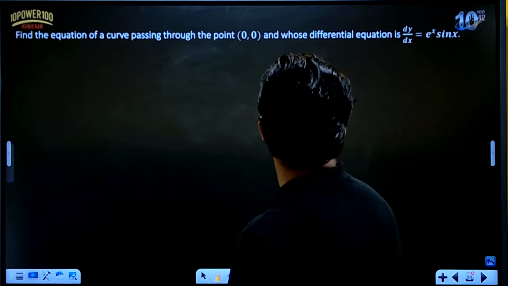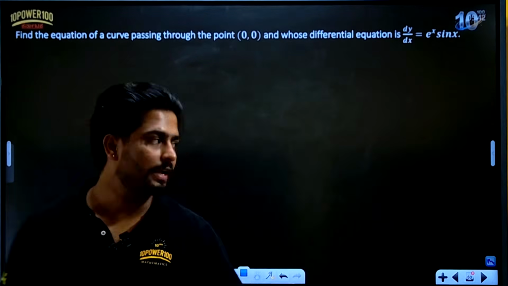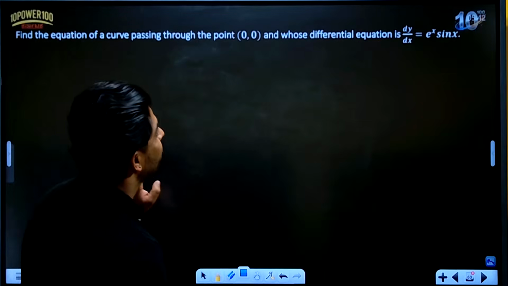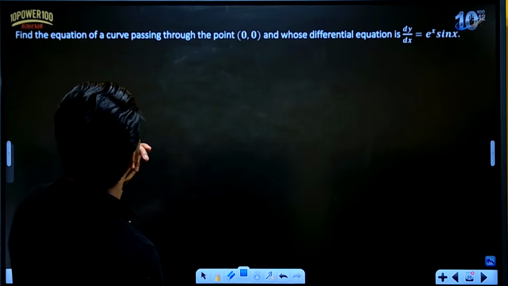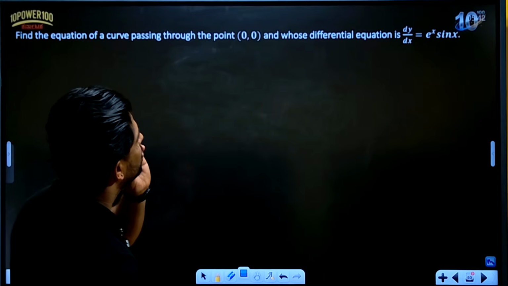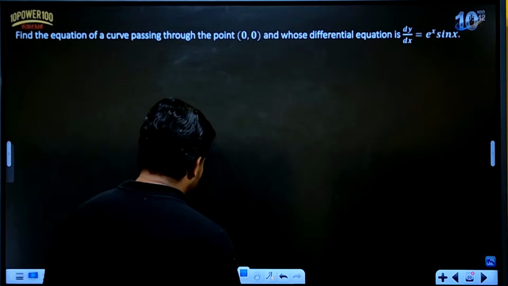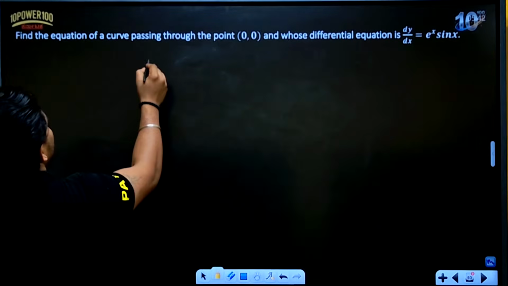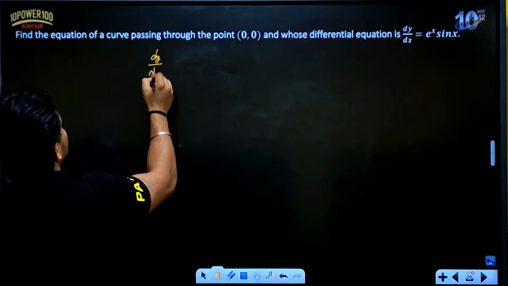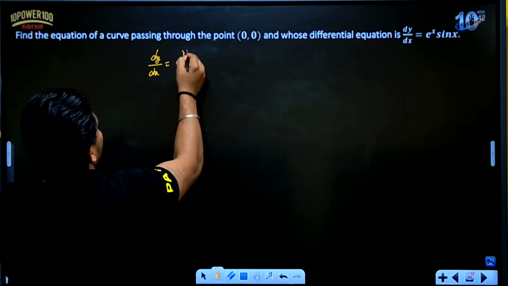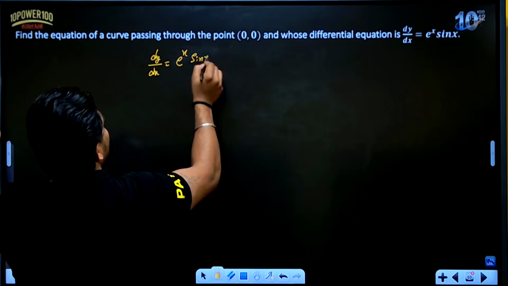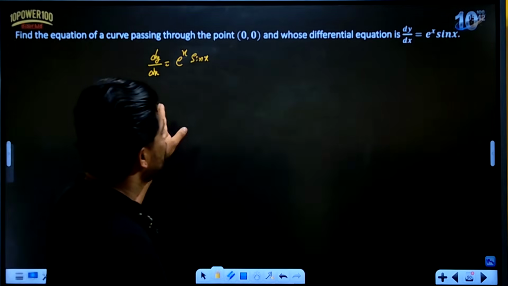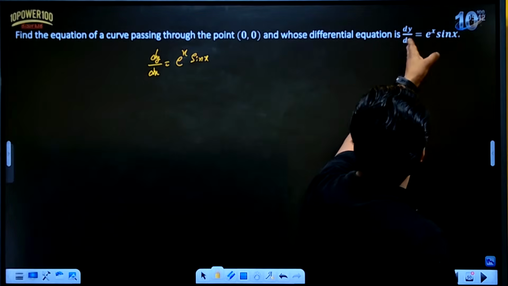Now this question is simple. The concept is the same as what I did first. It's not a linear differential equation. It's actually the variable separable method. So now we'll take that. dy by dx is equal to e to the power x sin x. And how do I get to know that this is a variable separable method? Now we can exchange the variables.